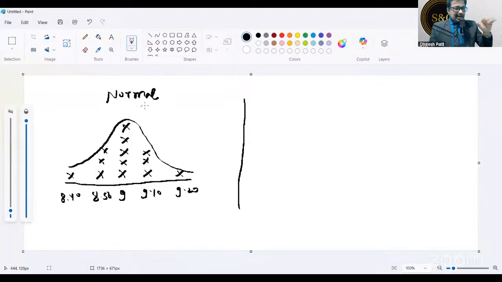Yes, everybody understood how I plotted this histogram? Very simple. As the people are coming in, I'm just plotting how many people came at 8:40, how many people came at 8:50, how many people around 9 o'clock, how many around 9:10, etc. So I'll get this normal distribution curve like this. In a normal scenario, this is called a histogram.